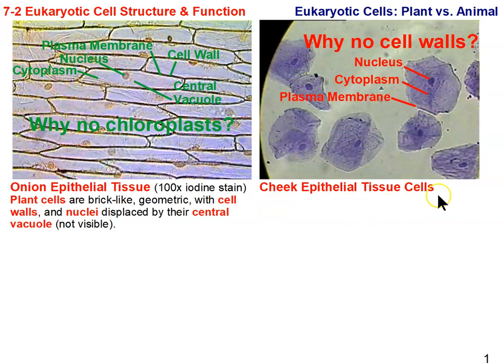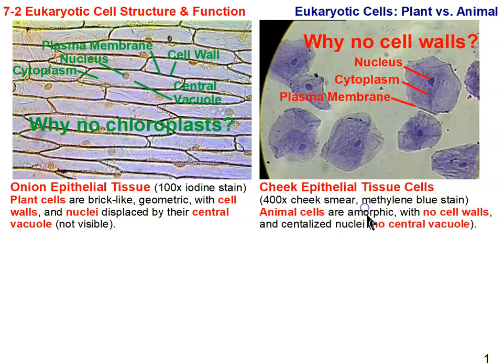These are cheek epithelial cells, just like in the cell types lab, where you looked at your own cheek epithelial cells. When you did this, you stained them with iodine, but these are stained with another kind of stain that makes them purplish in color, methylene blue stain. They're amorphic, which is a term that simply means they can be just about any shape because they're flexible. There is no cell wall. So notice here that these cells vary in their shape and their size.